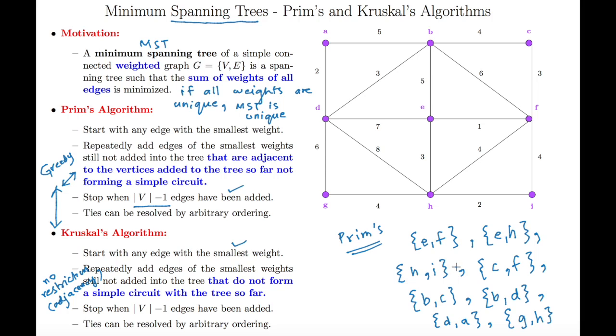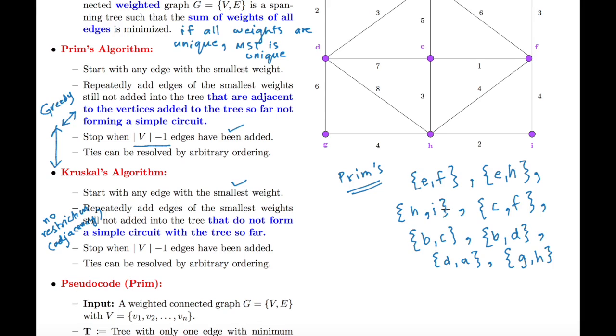Okay. Now note, how many edges do we have? 1, 2, 3, 4, 5, 6, 7, 8. Now we have 8 edges and we have 9 vertices. So now we stop. Okay, so then we have a graph. So let's draw this graph.